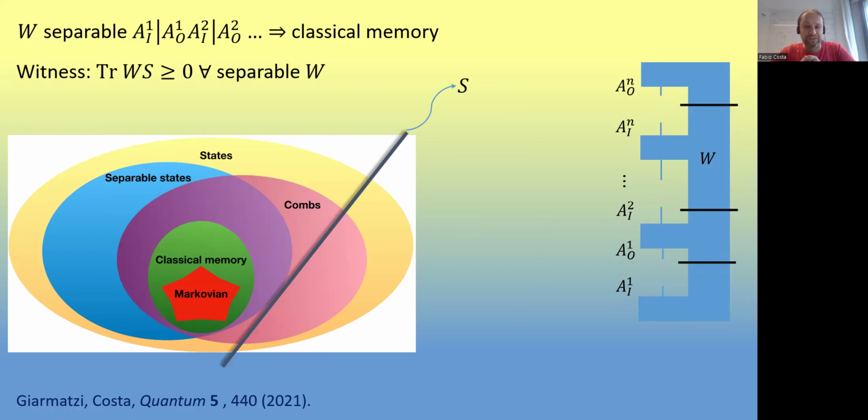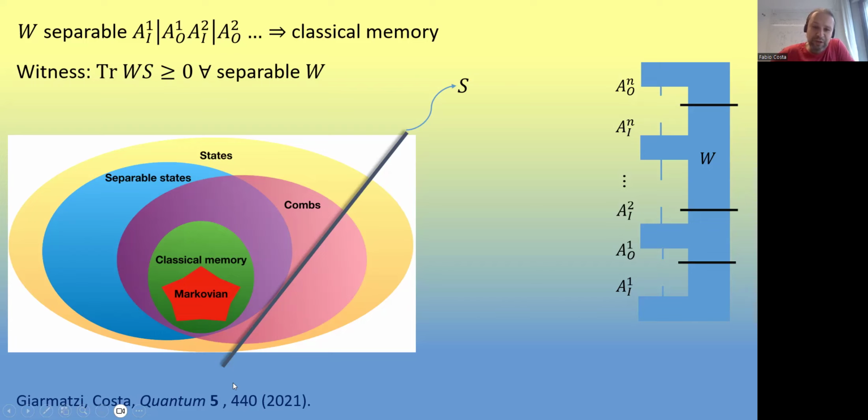we can define a witness. So a witness is an operator defined by the property that if you take the trace of S with an operator that is inside this separable set, then it gives a non-negative number.